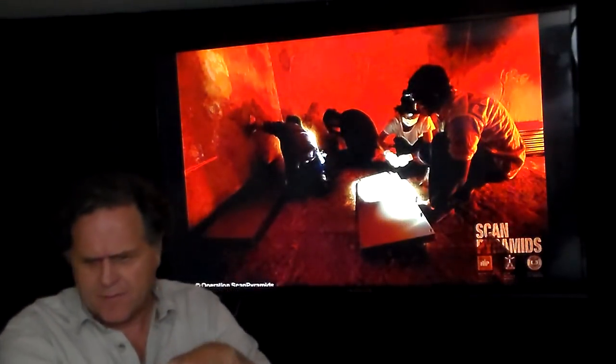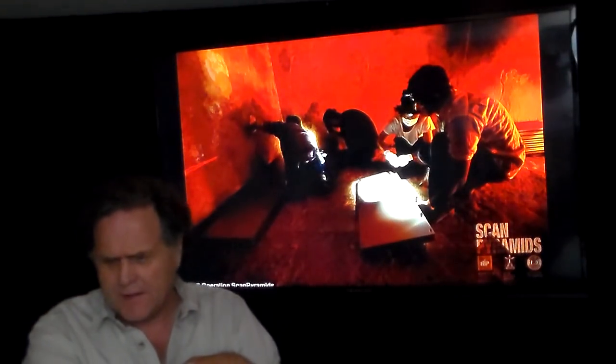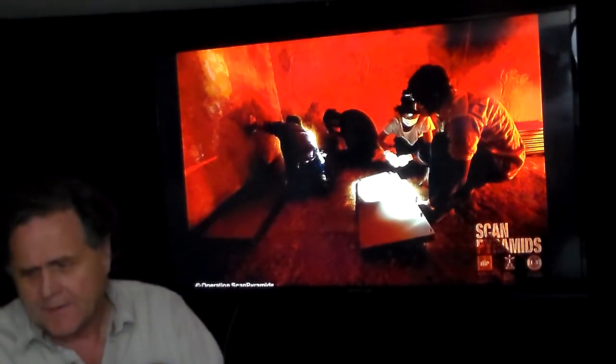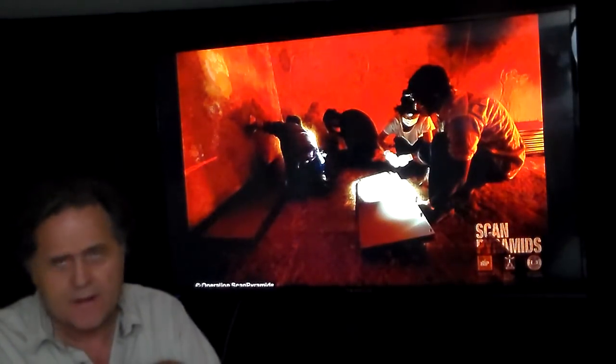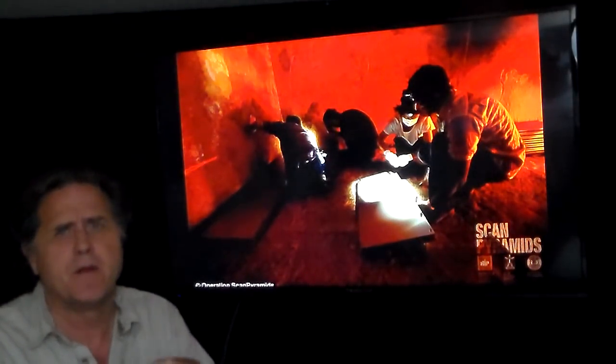Here's a couple of guys setting up some muography equipment in what looks like the Queen's Chamber. And then a couple other guys, ladies too, setting up the slides, if you will, that record the muon activity. And that's inside the Great Pyramid of Giza.